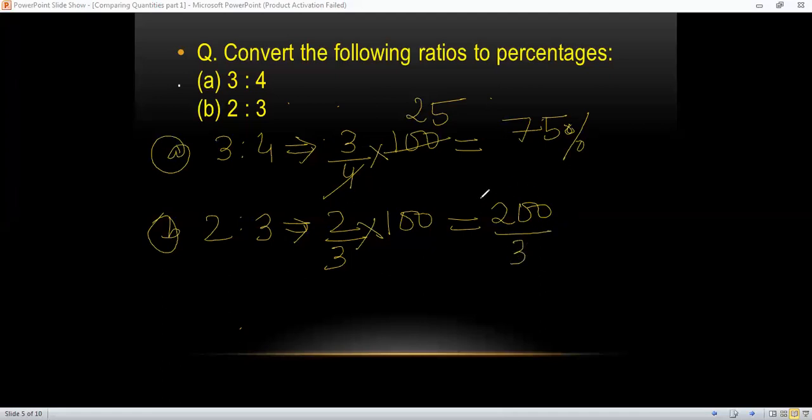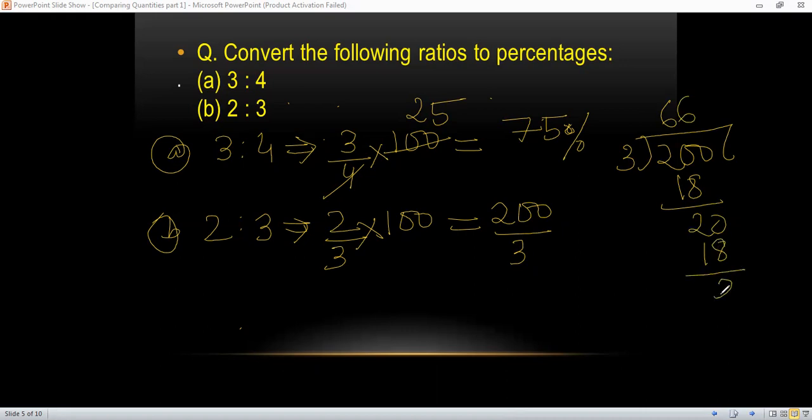200 by 3. Now we will convert this value into mixed fraction. Divide 200 by 3. 3 6s are 18, 20, again 3 6s are 18, 2. So in mixed fraction we will write this as 66 2/3. 66 2/3 in percentage. So this is the value of 2 is to 3.